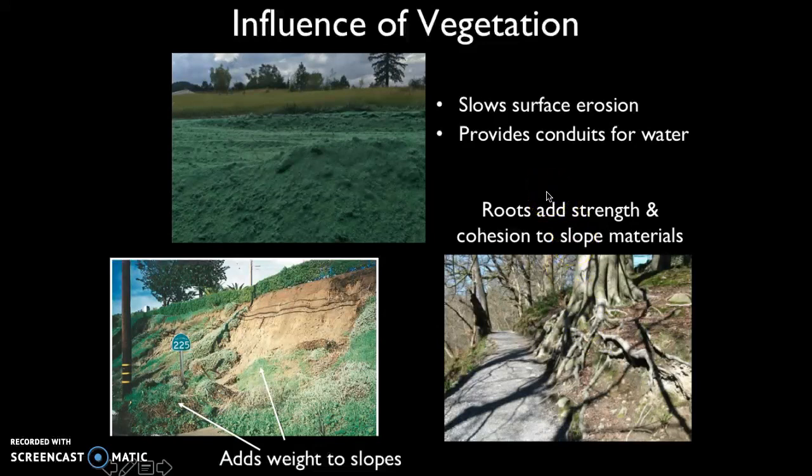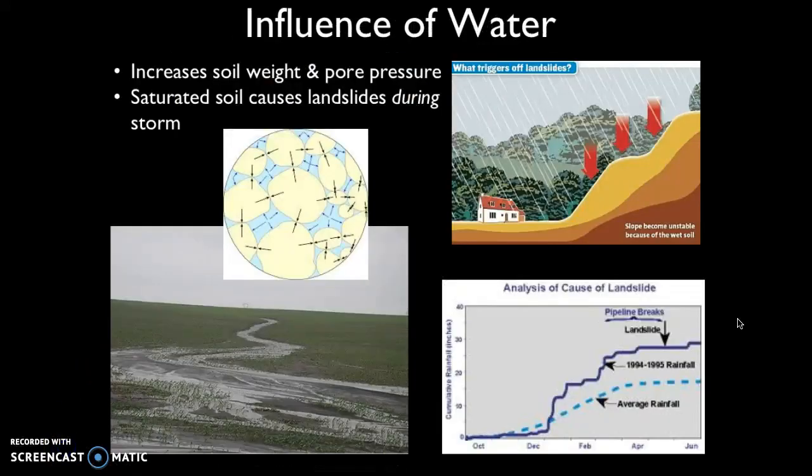Another thing that it can do is slow surface erosion by actually being planted there. All those roots are going to slow that surface erosion, and they're also going to provide a lot of conduits for water to flow through, to permeate, okay? I have said before, and I think I've strengthened this point a lot, that water is going to be one of the main influences on slope failure.